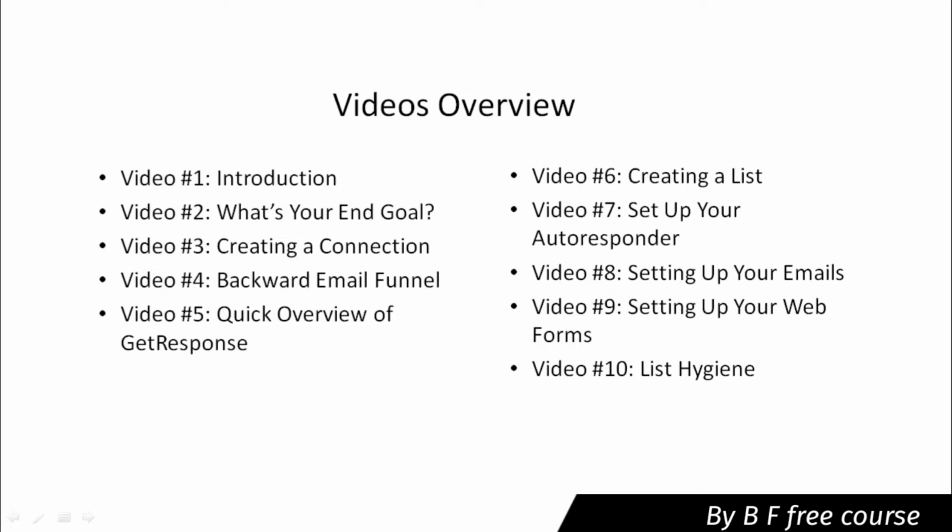We're going to talk about the different types of lists like single opt-ins, double opt-ins, which one's better for you, different scenarios when it's better. That'll be video number 6. And video number 7, we'll talk about setting up your autoresponder series. Video number 8, we'll talk about setting up your emails. Video 9, we'll talk about setting up your web forms.